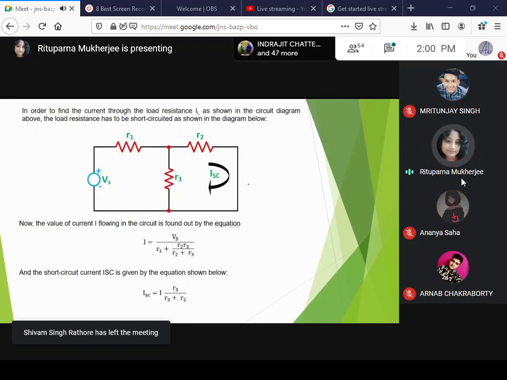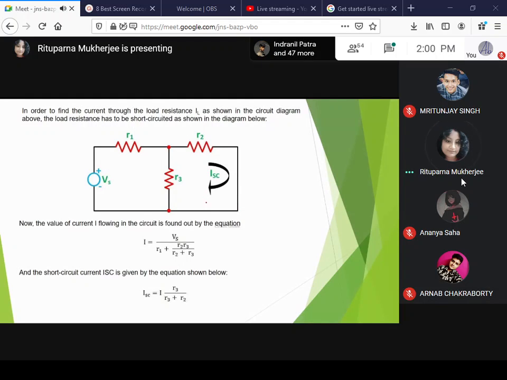In case of Thevenin's theorem, as this circuit is open, you are not considering this R2 resistance. But in this case, you have to consider this resistance also, because this one is short circuited. So this is a complete loop. That's why you have to consider this R2. Now you have to calculate the total current of the circuit. So what will be the total current of the circuit? Can anyone tell me?